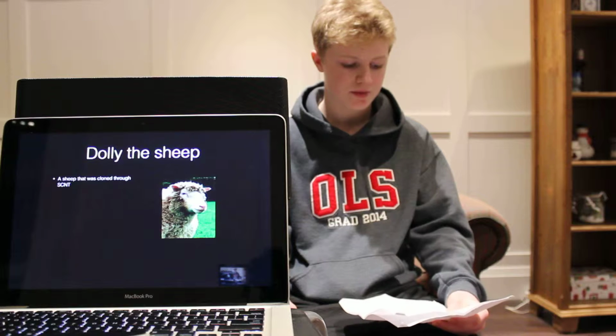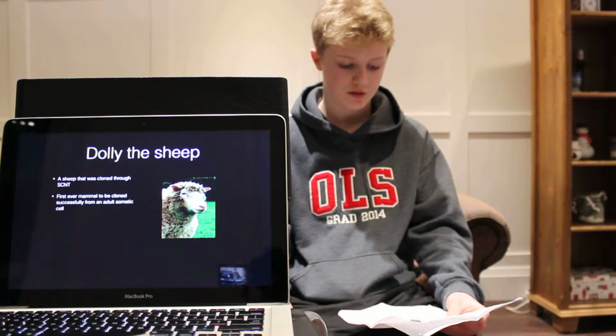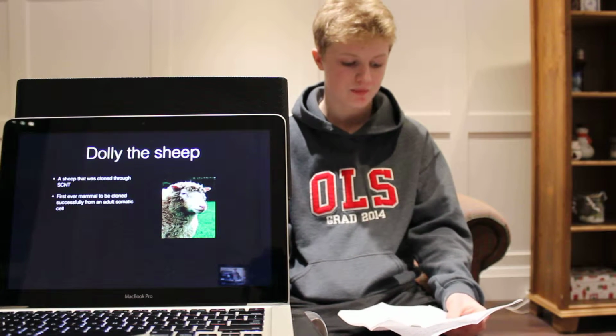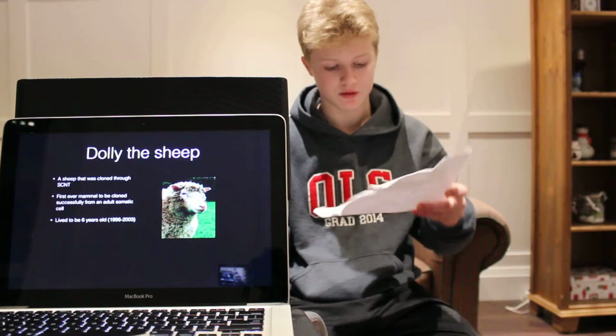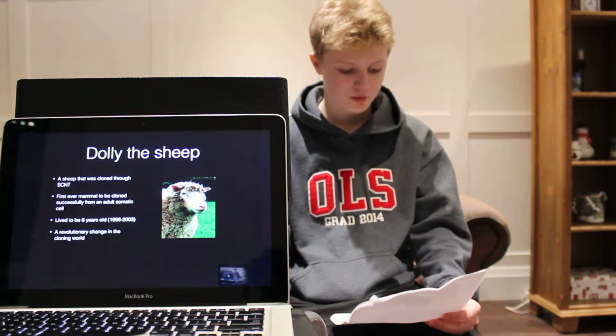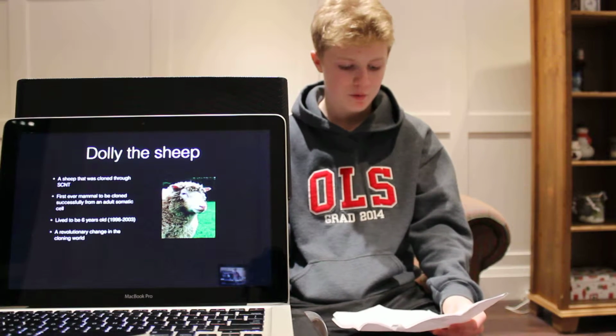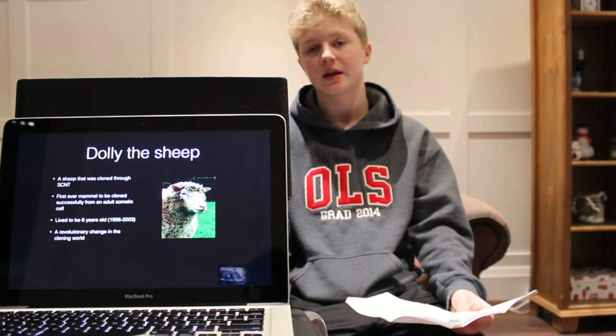Dolly was a sheep that was cloned through SCNT. She was the first ever mammal to be cloned successfully from an adult somatic cell, and she lived to be 6 years old, from 1996 to 2003. It was a revolutionary change to the cloning world. It was such a revolutionary change because it proved that large complex organisms like sheep, cattle, horses could in fact be cloned, and that opened up doors for human cloning.